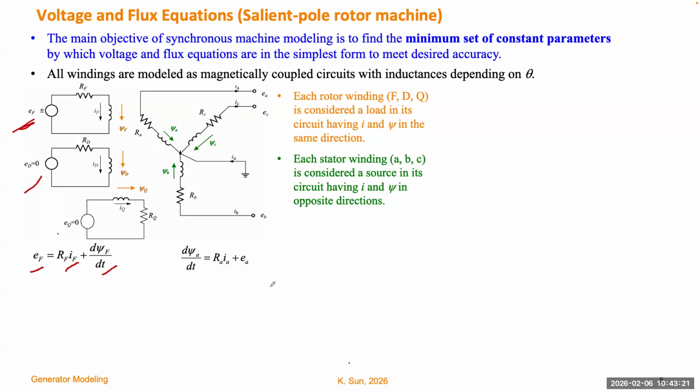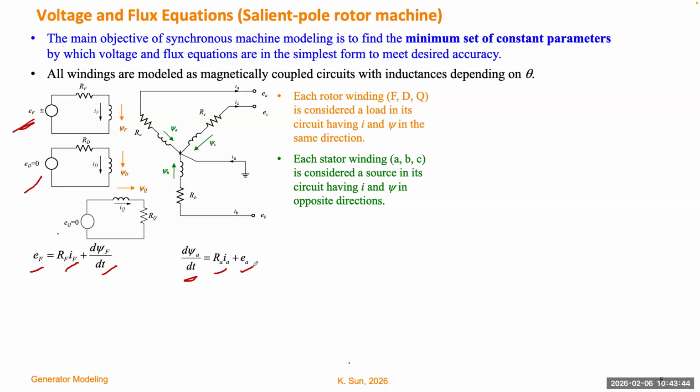On the stator side, the source is actually the winding itself, right? It's the change of the flux linkage in the winding. So that will induce voltage. So that voltage will become voltage drop on the resistance, and also this voltage will drop on the load on the outside of this generator.